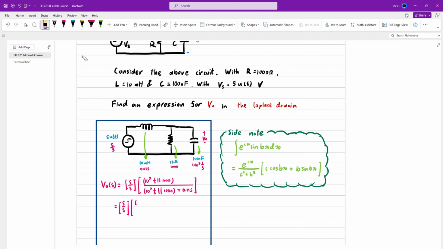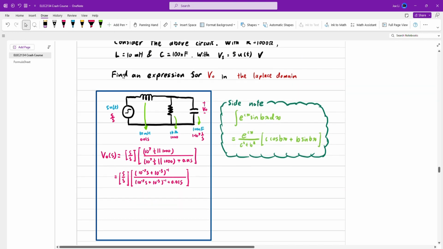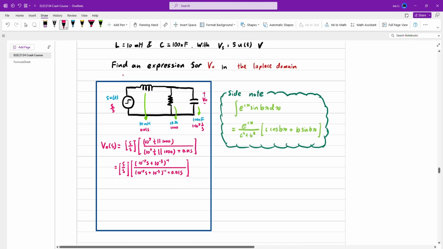Now I'm going to quickly inverse it. If you inverse this, you get 10 to the negative 7 S plus 10 to the negative 3. And you can kind of have this. Now I don't like inverses in my equation because they make my equation look ugly. So I'm going to go ahead and times numerator and denominator both by that big chunk of thing.